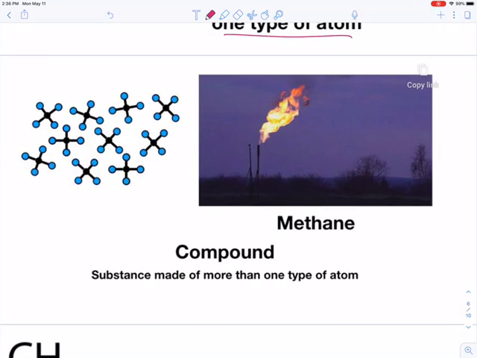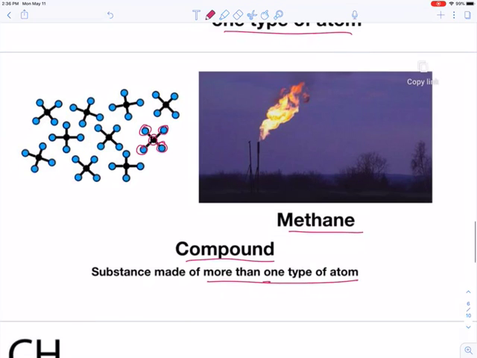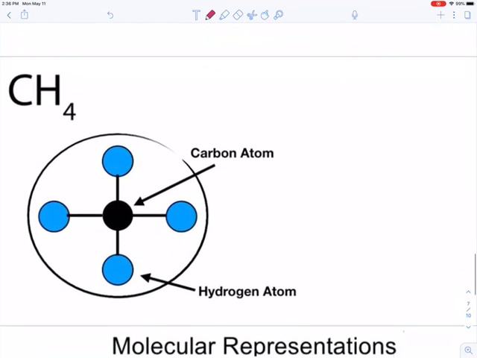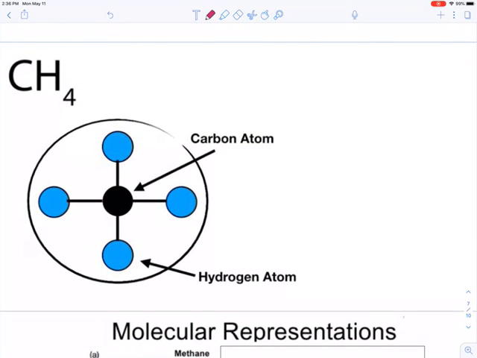This is another example of a compound called methane. Here you can see that there are 4 blue circles and 1 black circle. That's what makes it a compound, because they're different types of atoms, more than one. On the next slide, it zooms in on one of those. Here, again, you can see that there is 1 carbon atom and 4 hydrogen atoms. That gives us the C for carbon, and then the H for hydrogen, and the 4 is because there are 4 hydrogen atoms.